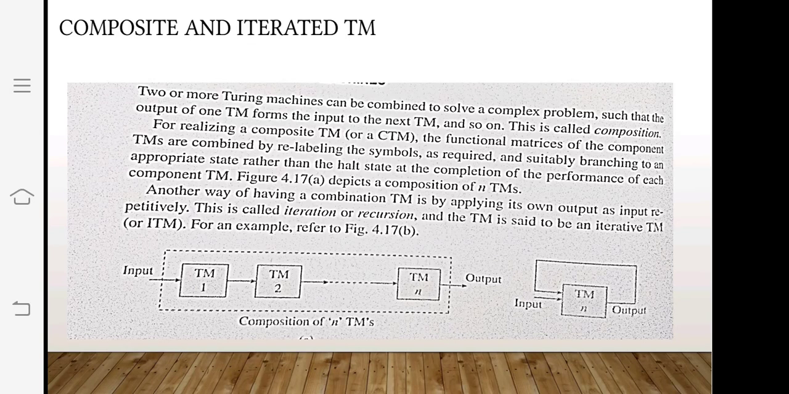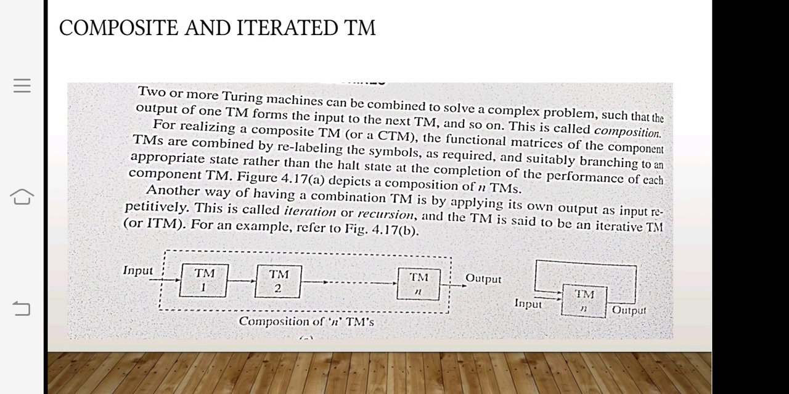Hello dear students, in this lecture we are going to see the composite and iterated Turing machine. The name itself suggests that the composite Turing machine is the composition of n Turing machines. So we give the input to one Turing machine and the output of the first Turing machine is given as input to another, and so on. And after applying the various inputs and getting outputs from these cascaded Turing machines, we get the output. So that is the composite Turing machine.